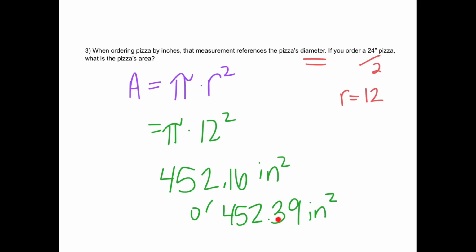Please understand that you must round correctly, and as you can see, I've been rounding to the nearest hundredth simply because when we use pi as 3.14, we round to the nearest hundredth, so we just try to keep with that pattern and stay consistent.